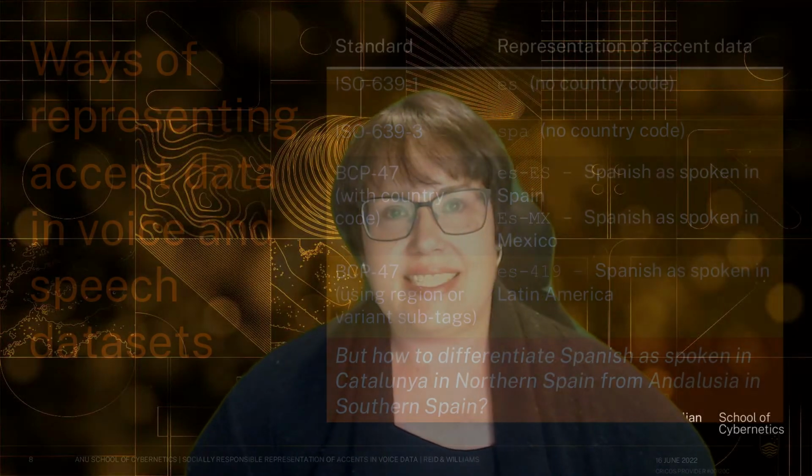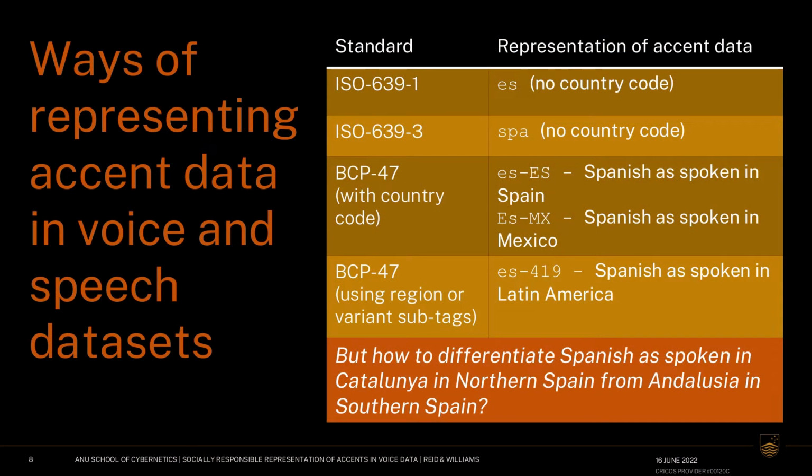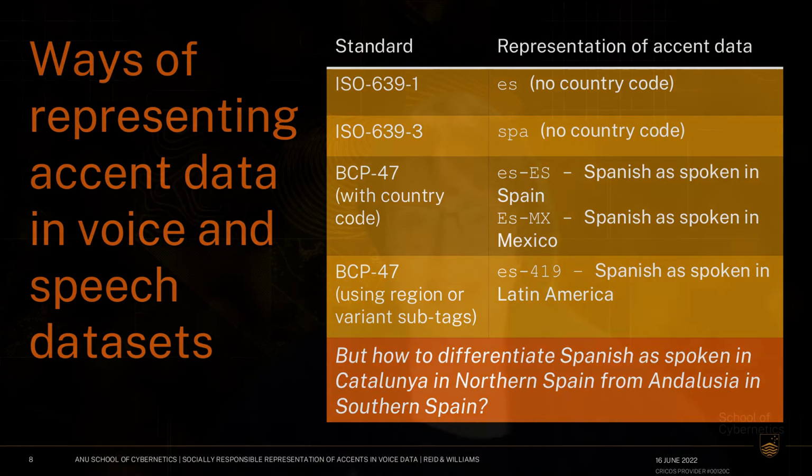Accents can be categorized in different ways. Some standards for representing a spoken language, like ISO 639, don't allow for the representation of an accent within a language. They just let you represent the language itself. Other standards, like BCP 47, allow a country code to be combined with a language to better represent variation. For example, BCP 47 can differentiate the Spanish spoken in Mexico from the Spanish spoken in Spain. But even then, this may not be granular enough to distinguish between the variation within countries.